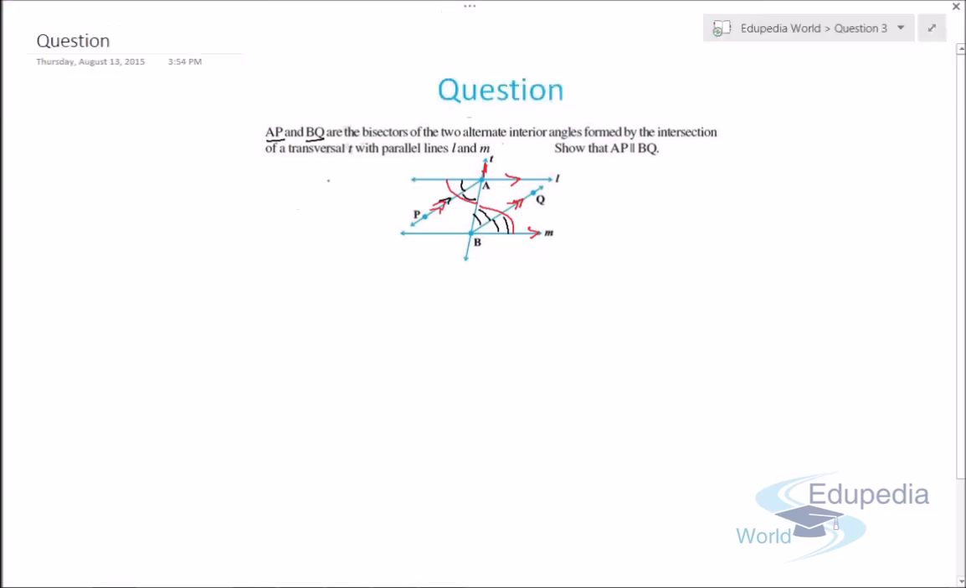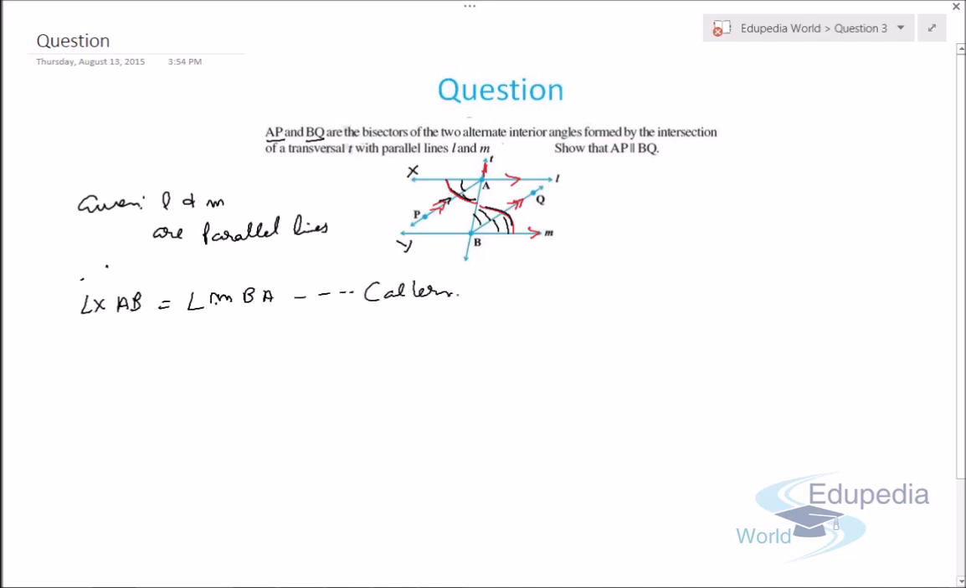Now, it's very easy. It's given that L and M are parallel lines, right? So this means what? These are the alternate interior angles, right? So let's mark this point as X and this as Y. So we can say that angle XAB will be equal to angle MBA. Why? They are alternate interior angles.